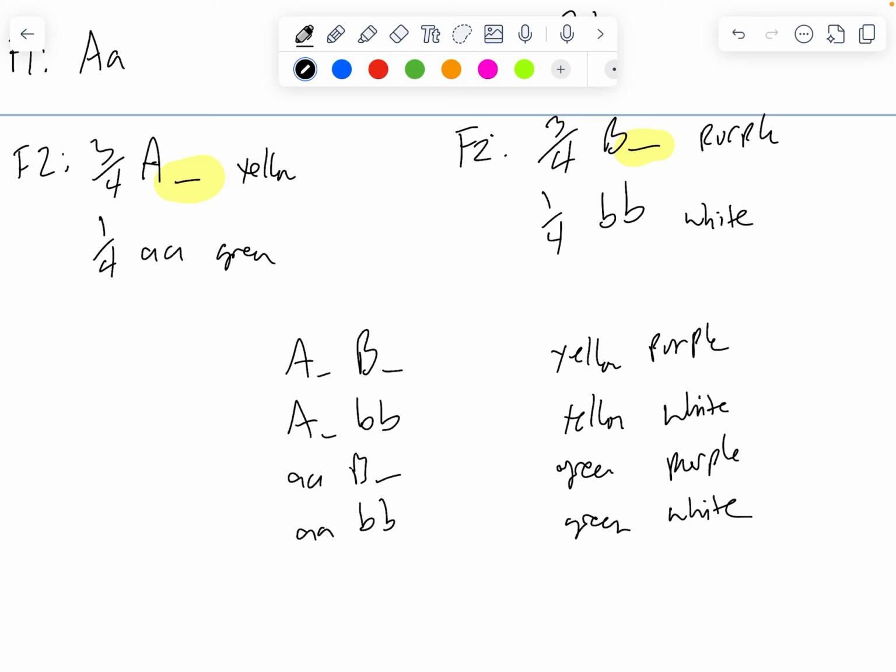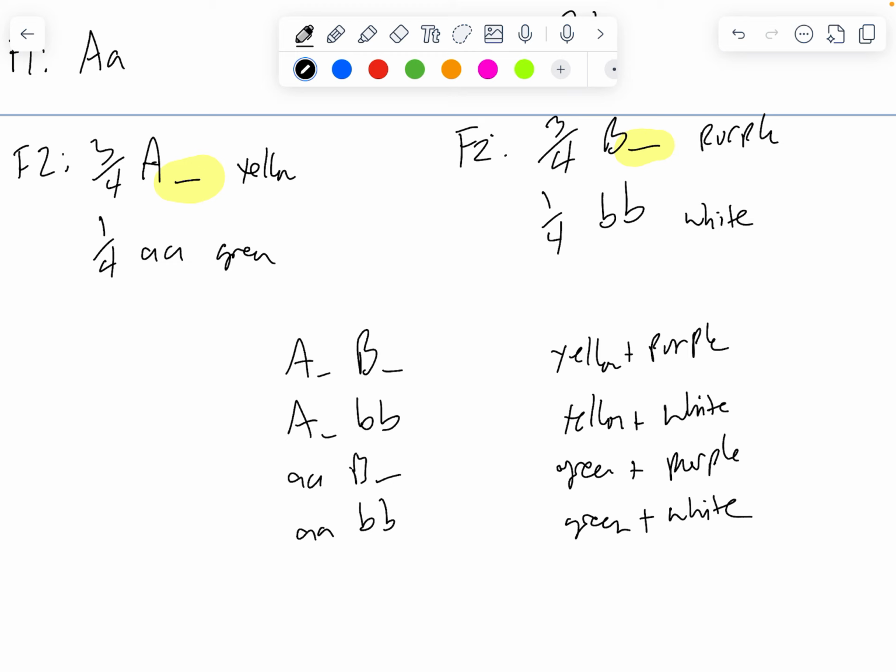All right, so now this is the part where, the way that you did it in high school, you'd have one giant Punnett square and you just count the number of squares that were each of these things. But what we're going to use is the product rule. So we're saying that this individual is both yellow and purple, yellow and white, green and purple, green and white. So we can use the product rule. We can use their ratio at one locus and multiply by the ratio at the other locus.